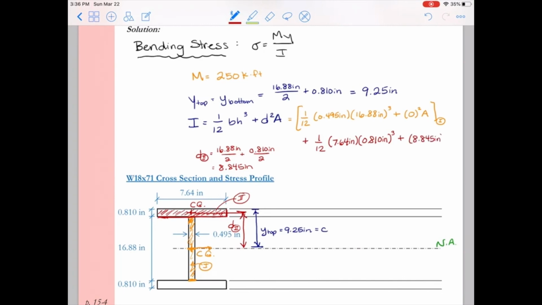All right, that's D in my d squared A term, and now I need to multiply by the area of the red. It looks like I didn't give myself enough room here, so I'm going to move this d squared A term to the next line, just repeating that d squared term. Now I need to multiply by the area of the section in red. The area of the section in red is just 7.64 inches times 0.810 inches. All of this in red is now my contribution to the moment of inertia of shape 2.